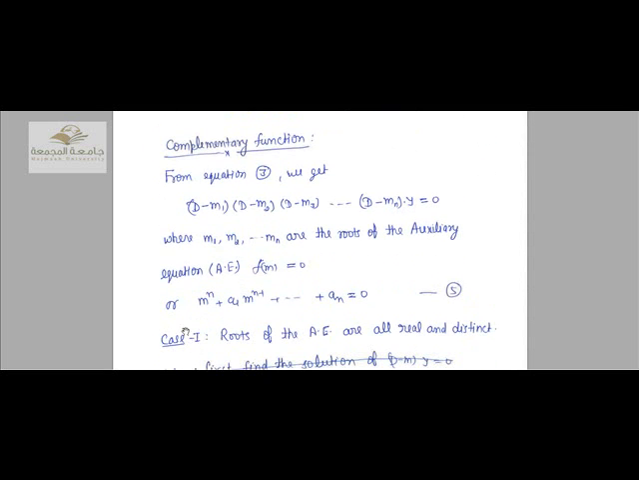Now we are going to find the complementary function for the given differential equation. From equation 3 we get (D - m1)(D - m2)(D - m3)...(D - mn) y = 0, where m1, m2, up to mn are the roots of the auxiliary equation, AE, f(m) = 0, or m^n + a1 m^(n-1) + ... + an = 0, equation number 5.